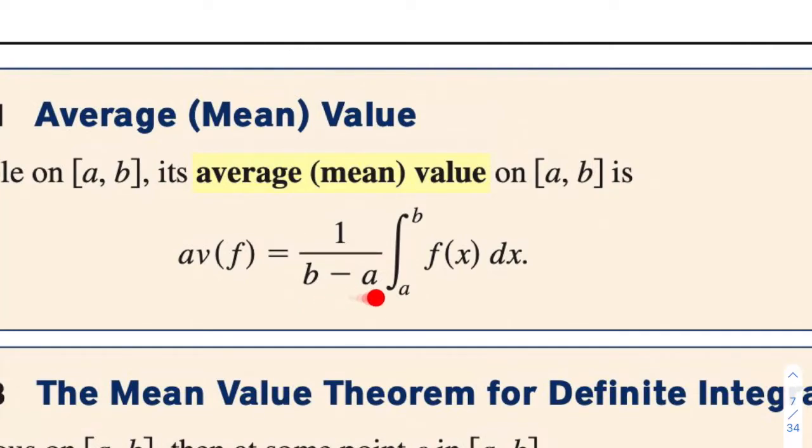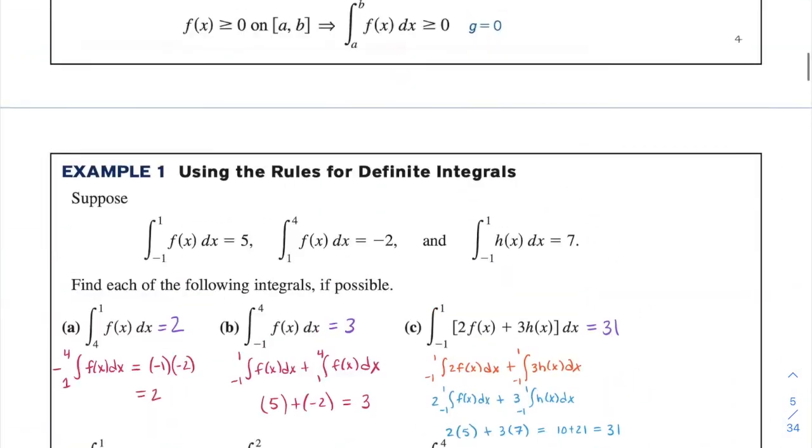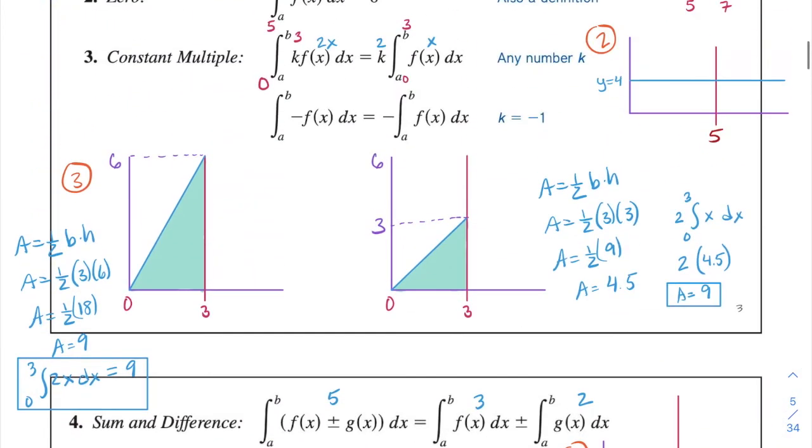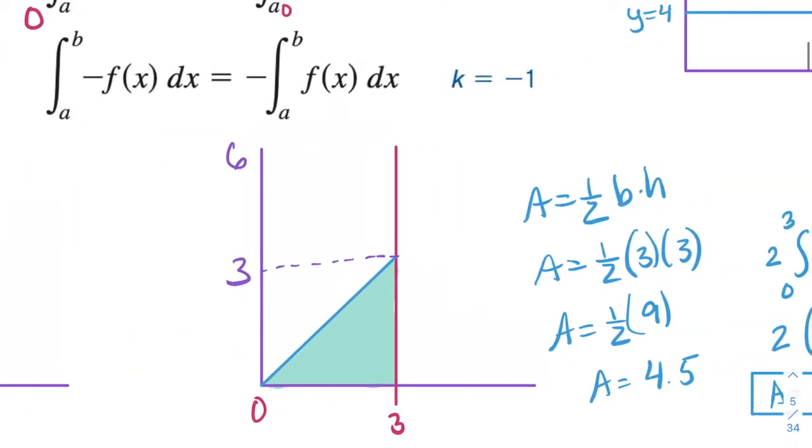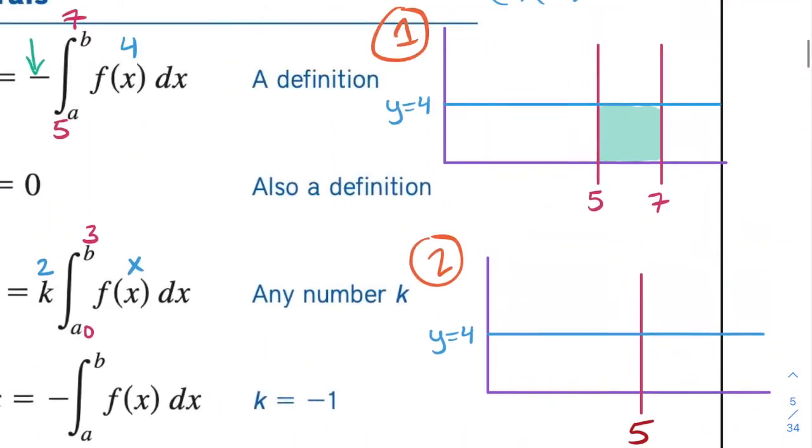So this right here, let's say it's 3 wide. Divide by 3 minus 0, or 4 minus 1, or 5 minus 2. It'll give you 3, and then you just divide by 3. So let's take a look. This one is 3 wide. This one is 3 wide. This one is 2 wide.